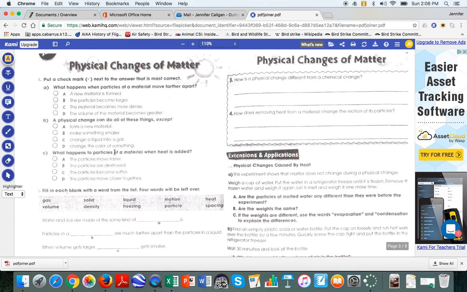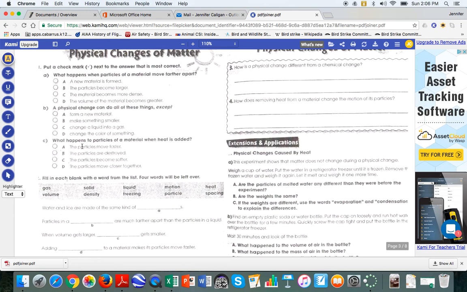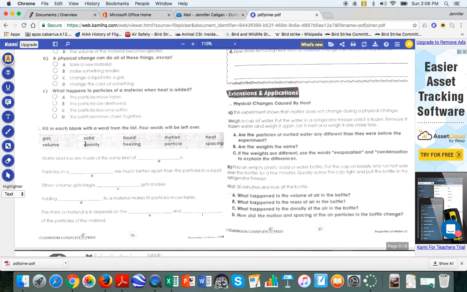What happens to particles of material when heat is added? So we know when we have that pot of water and we add heat to make it boil, the particles move faster. The particles don't go anywhere, they don't become softer, and they don't get closer together. It's the opposite. So the correct answer there is A.